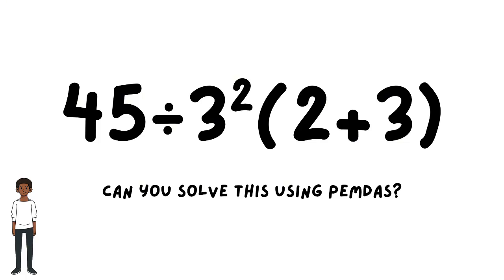Welcome back. Today we're calculating this order of operations problem. 45 divided by 3 squared times 2 plus 3. This problem is a classic PEMDAS puzzle, with both exponents and implied multiplication. Let's solve it step by step.